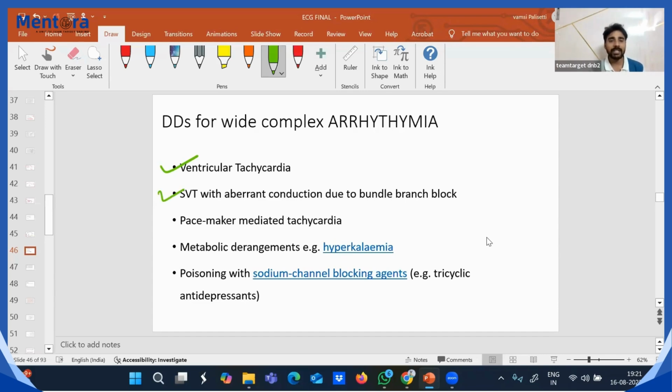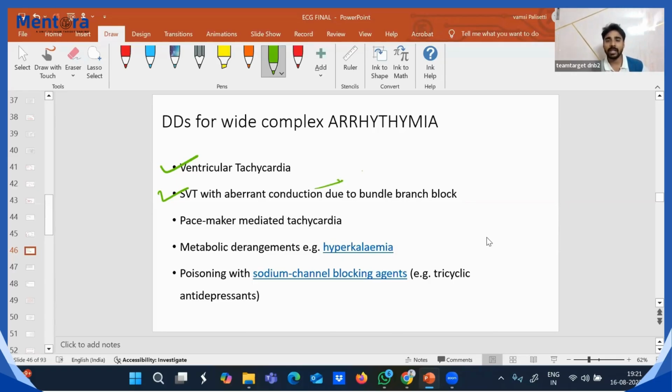Second thing is SVT with aberrant conduction. What is SVT with aberrant conduction? The patient has a supraventricular tachycardia, but he has an aberrant conduction, meaning some bundle branch block is there. Because the bundle branch block is there, the patient is having a wide complex, but because it is supraventricular tachycardia, it is called SVT with aberrance.